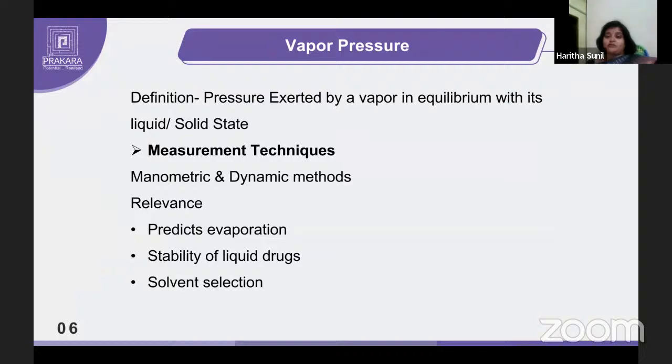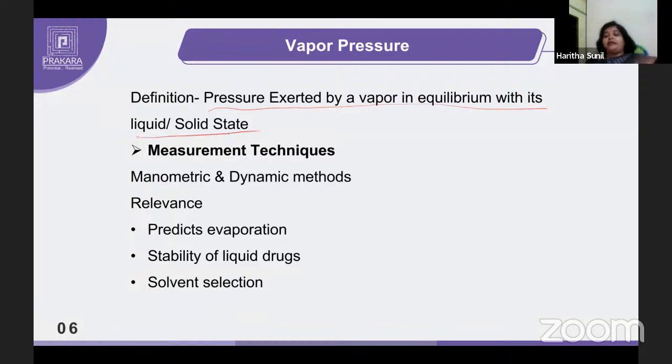Why we have to discuss vapor pressure here is that we need to know about it in order to understand the evaporation behavior of solvents, because every time we will be using solvents in the manufacturing of drugs. So we need to know the evaporation behavior of those solvents. What is vapor pressure? It is the pressure exerted by the vapor in equilibrium with its liquid or solid state at a given temperature.